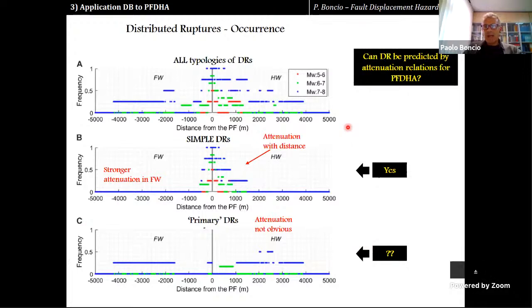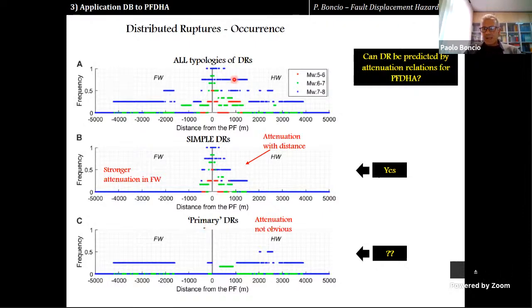Okay, and this is an example of the statistical analysis for occurrence of distributed ruptures versus distance from the principal fault. Here we have the principal fault at zero. At the top, we have all typologies of distributed rupture. On the X axis, we have the distance from the principal fault. Hanging wall on the right, footwall on the left. In the middle, we have the simple distributed ruptures. And at the bottom, we have the primary distributed ruptures, the Messina plain.